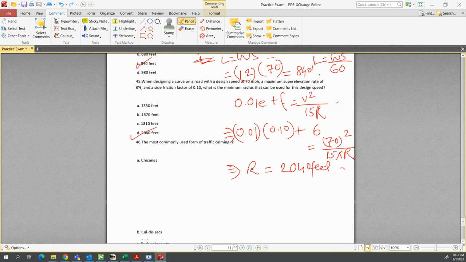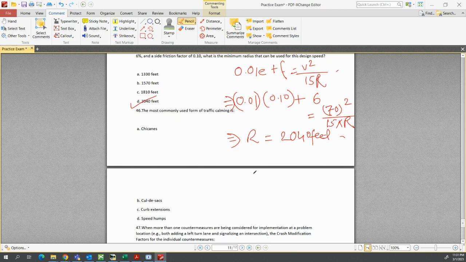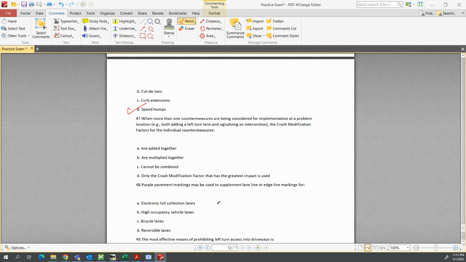The next problem is the most commonly used form of traffic calming. This should be speed humps. Speed humps is the most common use of traffic calming. So let's move to the next problem.